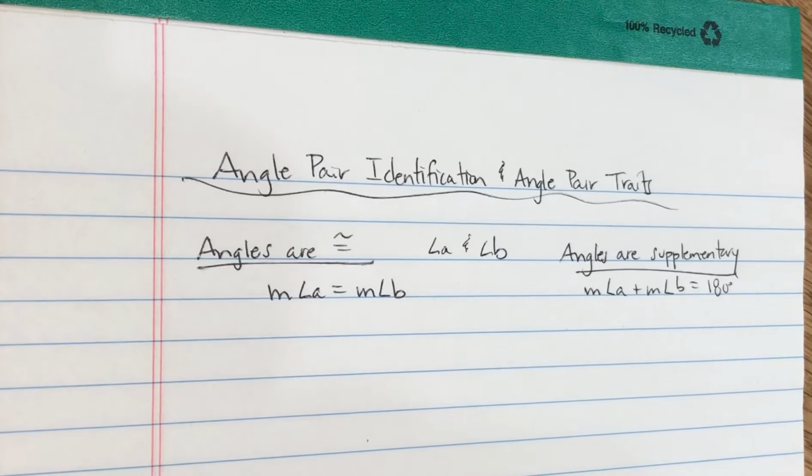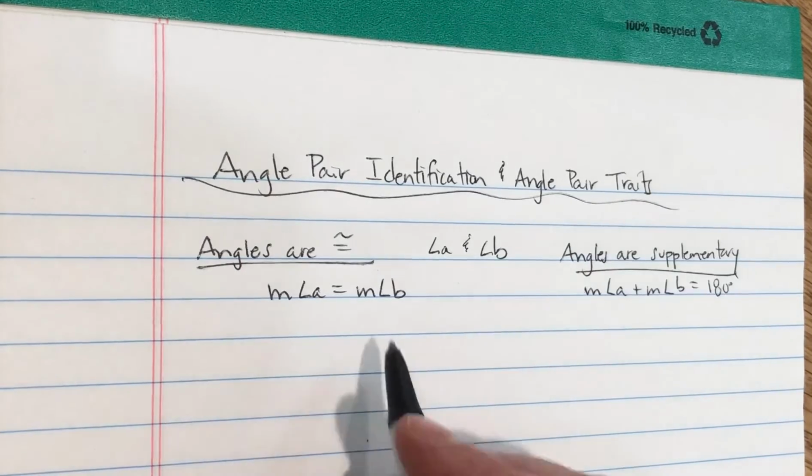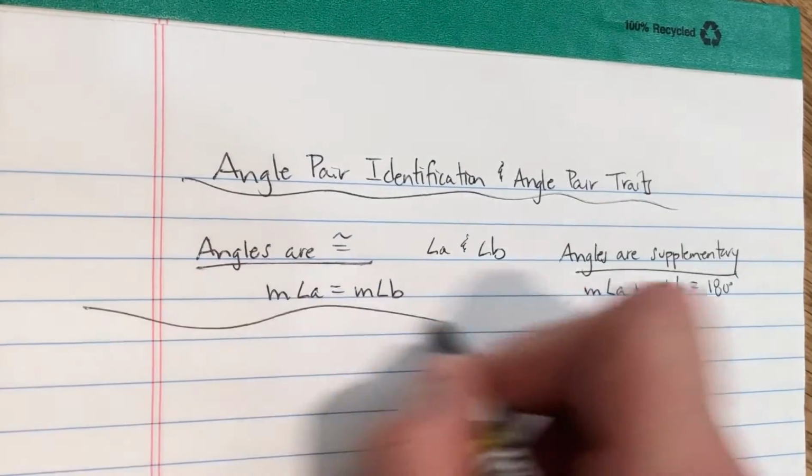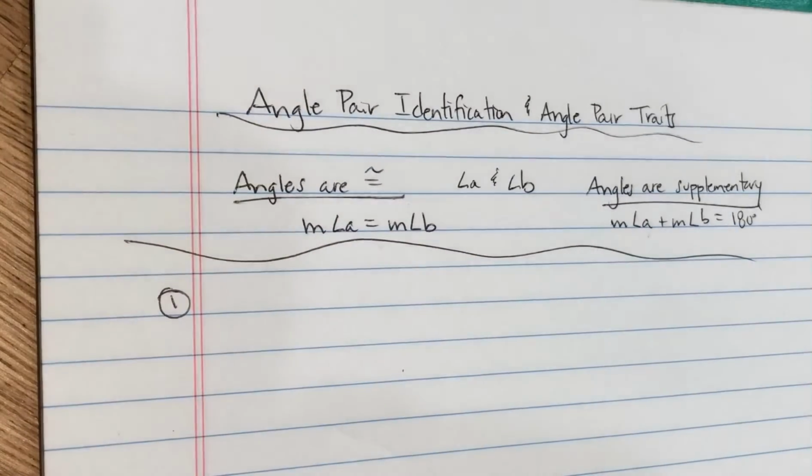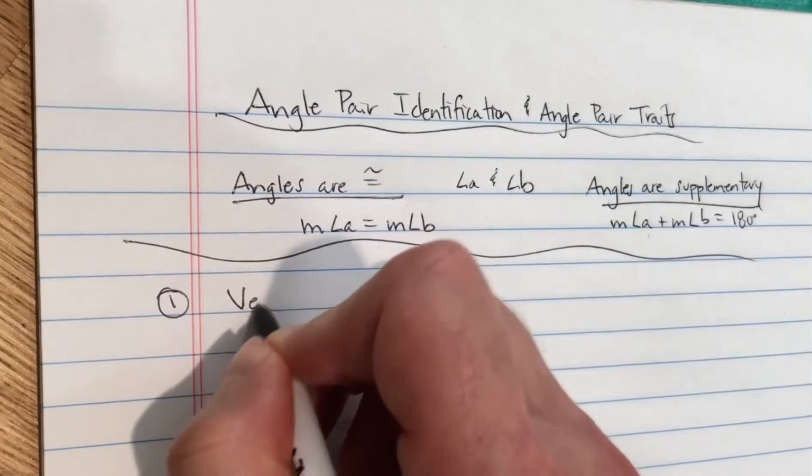While we are going to identify several different angle pairs, don't get nervous thinking that you have to remember some unique trait just for that one specific angle pair. They're going to fall into one of these two categories. All right, so let's dive in. First, and the most common type of angle pair that we end up with is vertical angles.